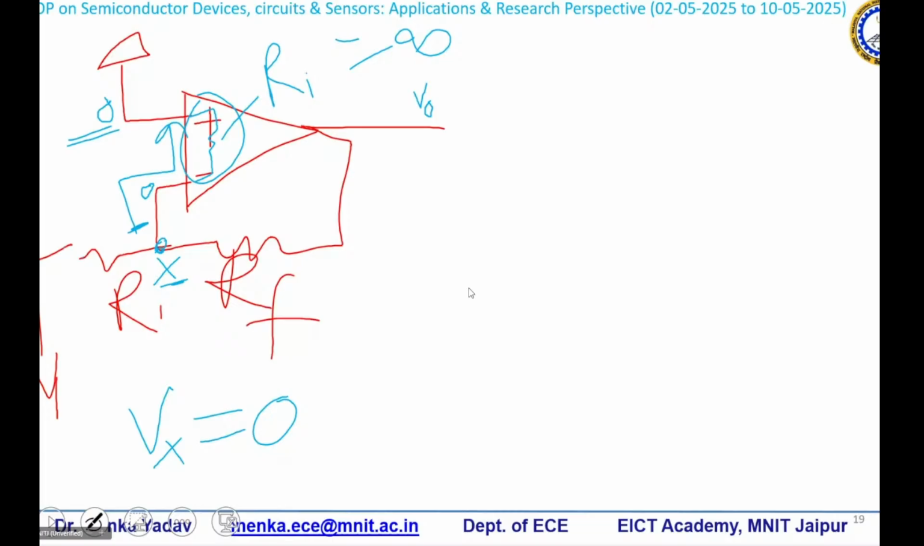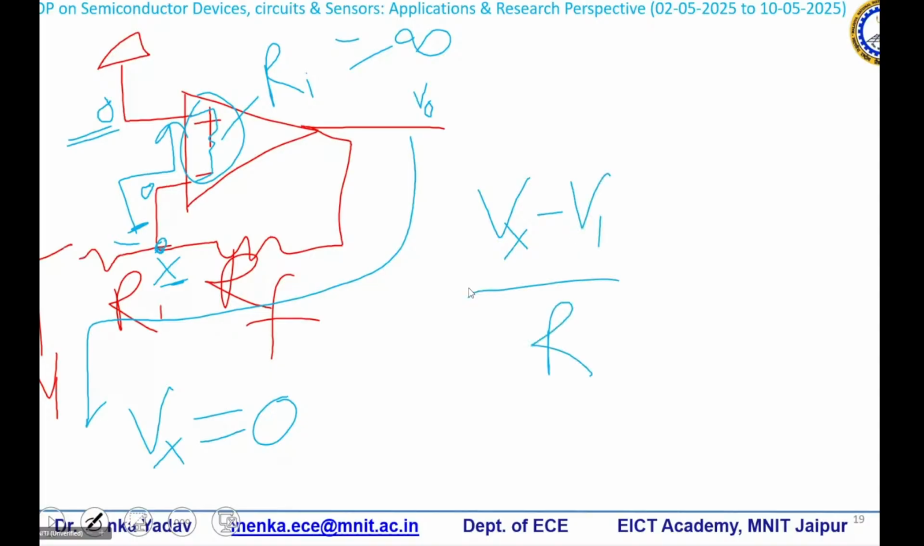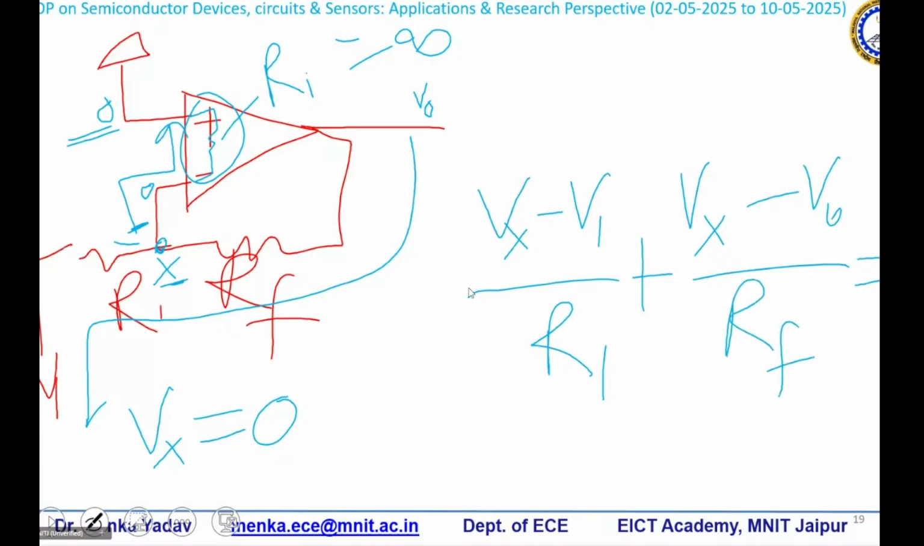Apply the KVL. I told you we can apply KCL or KVL. Here there is only a single node. If you want to apply KCL on the X node, you can apply KCL by introducing Vx minus Vin divided by R1 as the outgoing current towards the input, plus Vx minus Vo upon Rf as the current which is going outside. That's equal to 0.